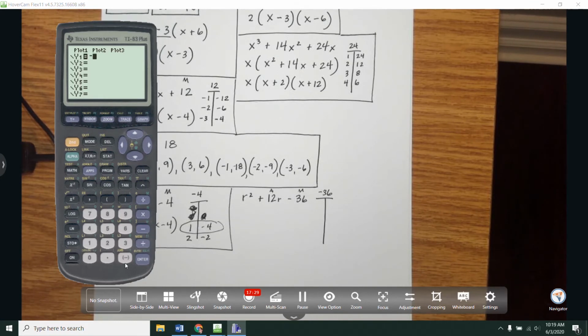So you can type in -36, and then divide it by, and then you're going to hit this button right here. It's going to put an X there. And then you're going to hit second and graph. And this gives you the list of it. And you'll notice that it's exactly what we're doing with the t-chart. We're looking for numbers that give us positives, though.